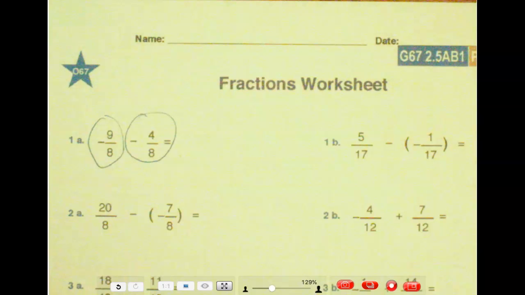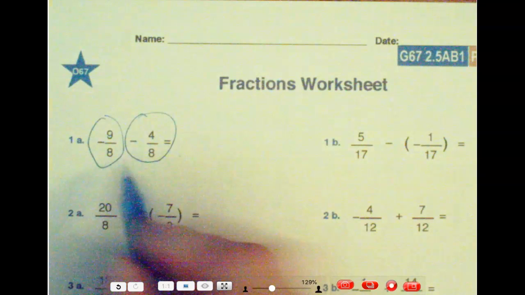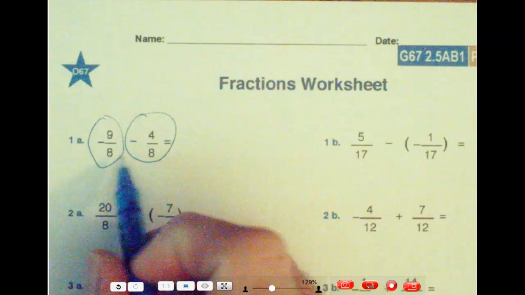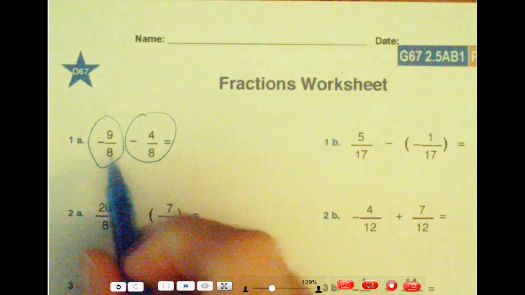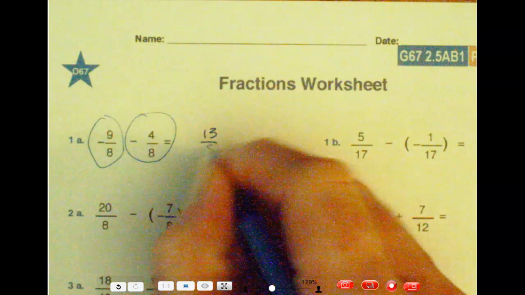On this first problem, it says negative 9/8 minus 4/8. Now, this really isn't a subtraction problem. We need to stop thinking about adding and subtracting and think about combining. We have two like signs here. These are both negative. And when the signs are the same, we add them. Same signs, add and keep. So 9 plus 4 is 13/8. Of course, it's negative.